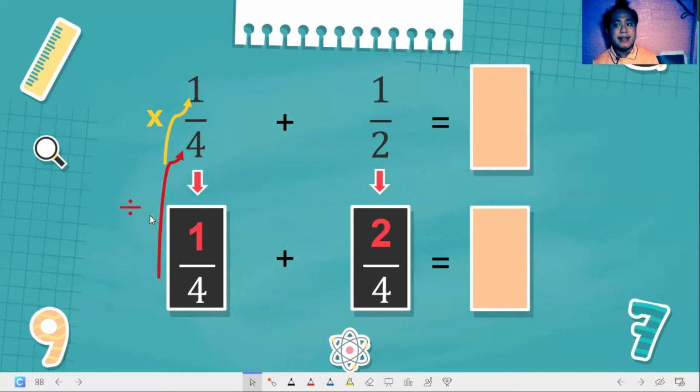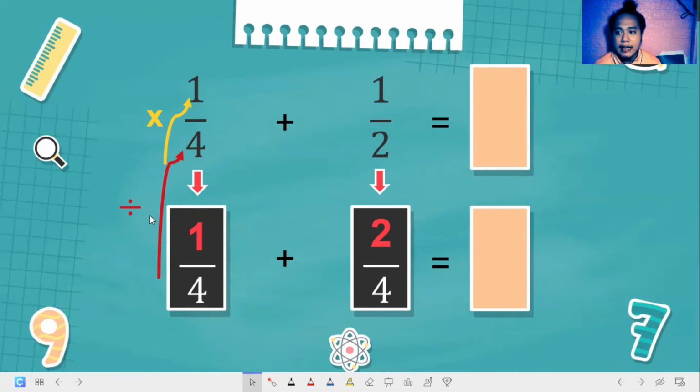So how does this imply? 2/4 is the same as 1/2. If we reduce 2/4, it will result in 1/2. That's why 2/4 is an equivalent fraction of 1/2, or vice versa. 1/2 is the equivalent fraction of 2/4. That's why they are equal.